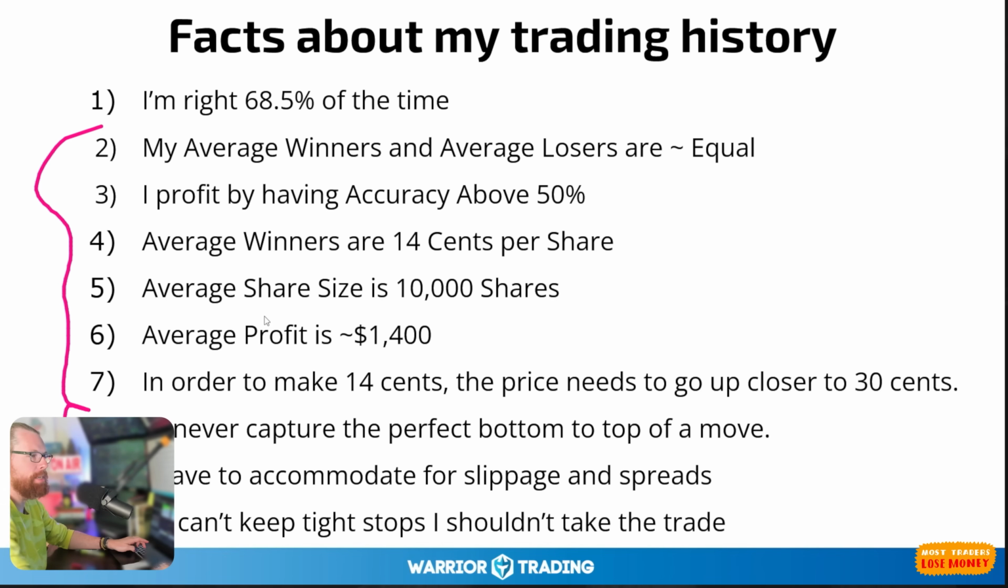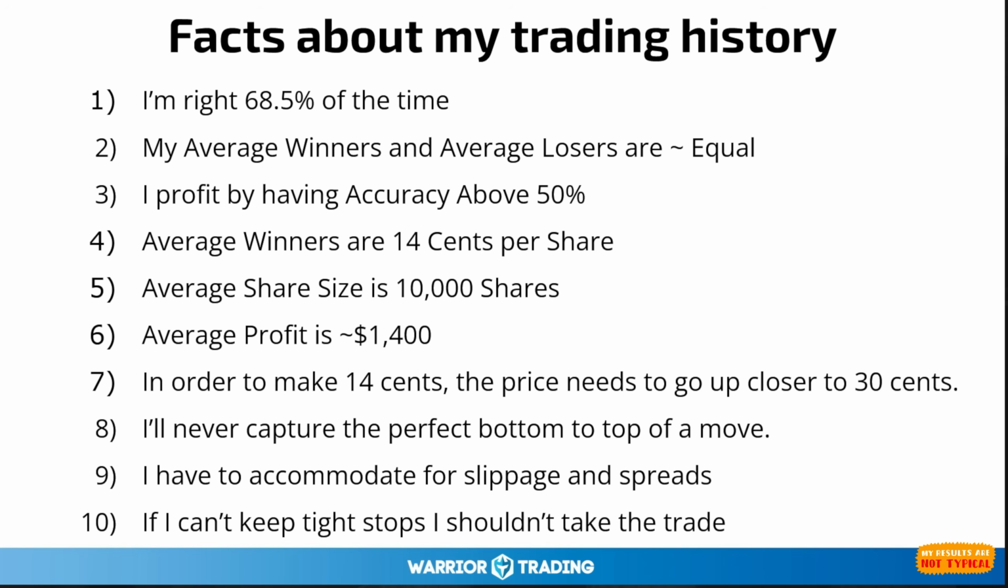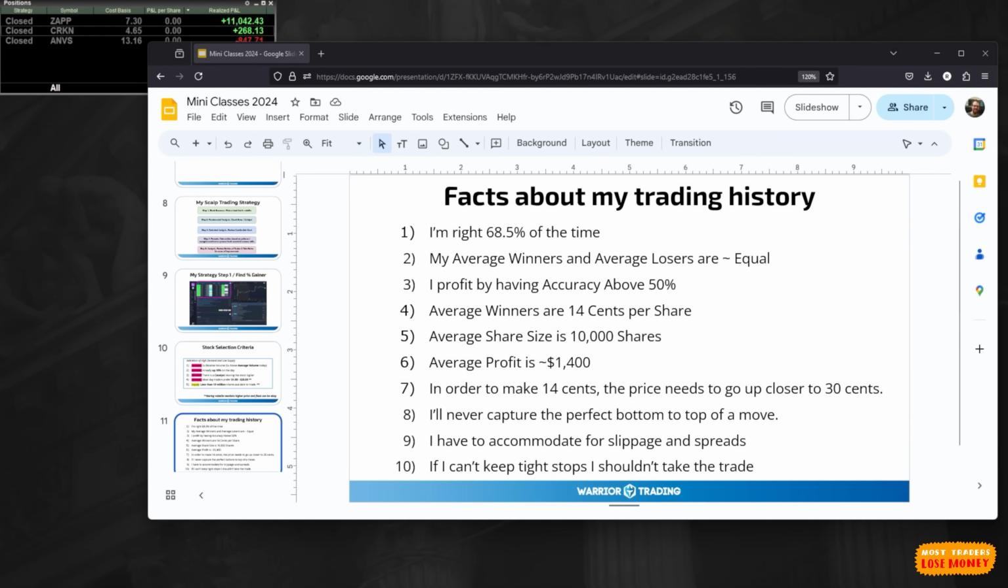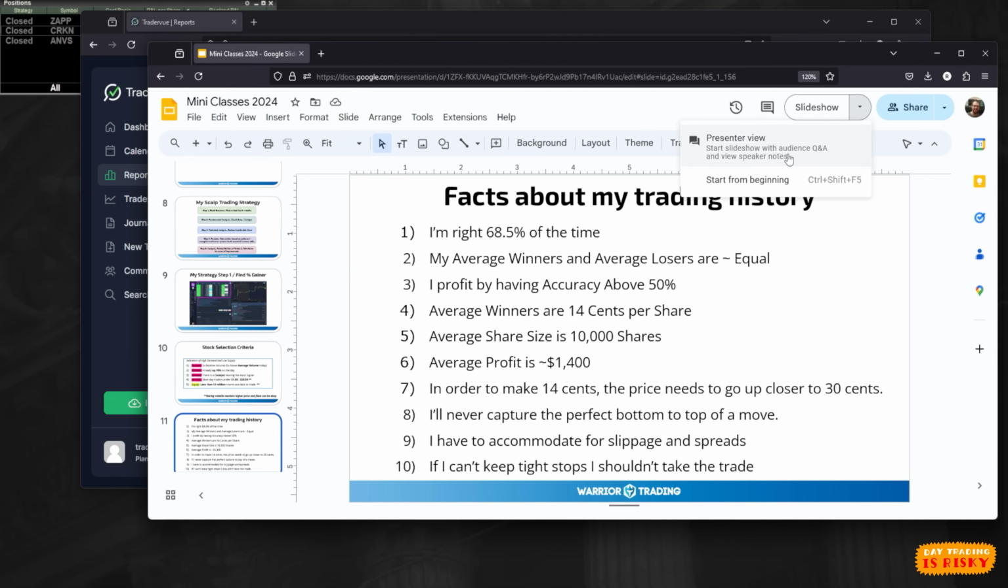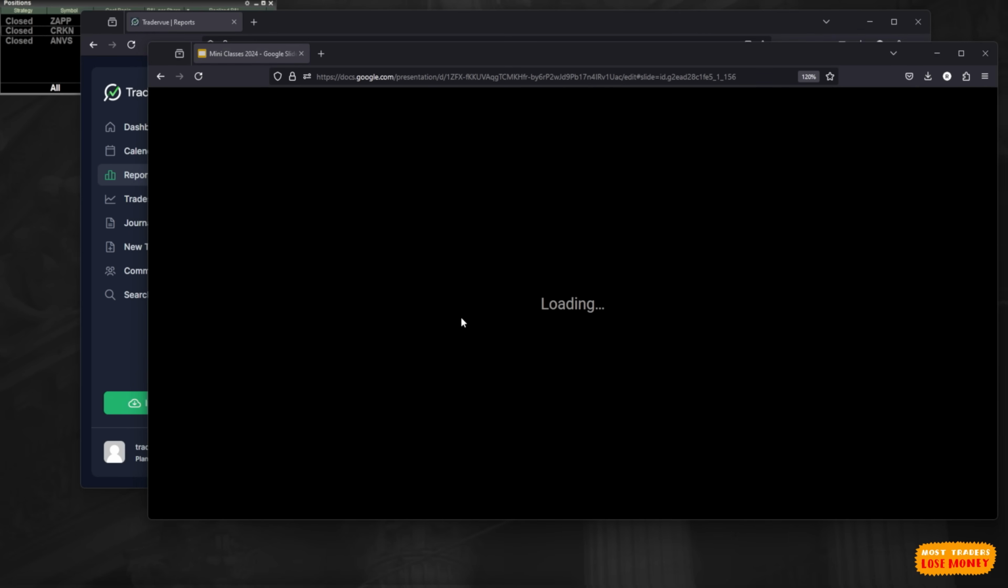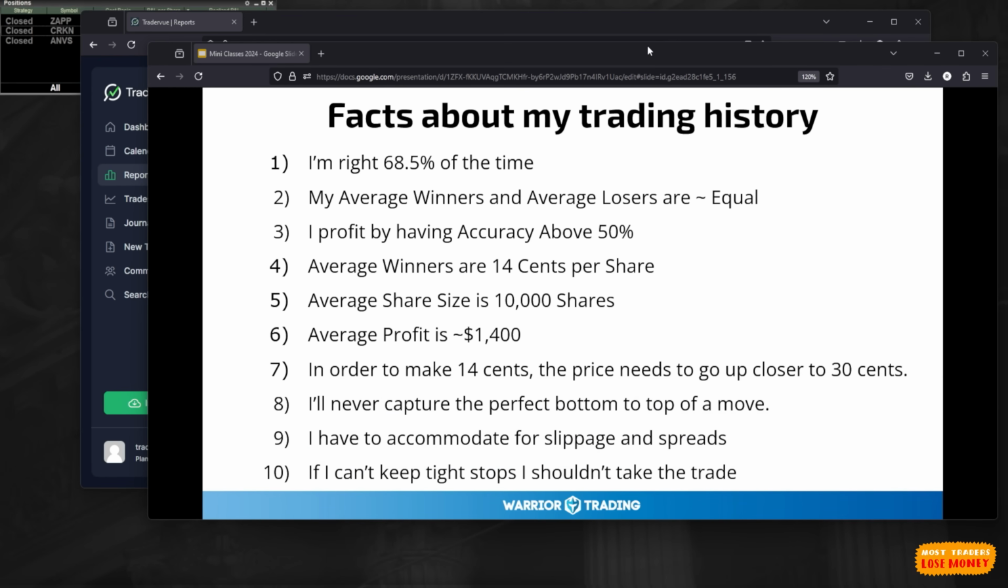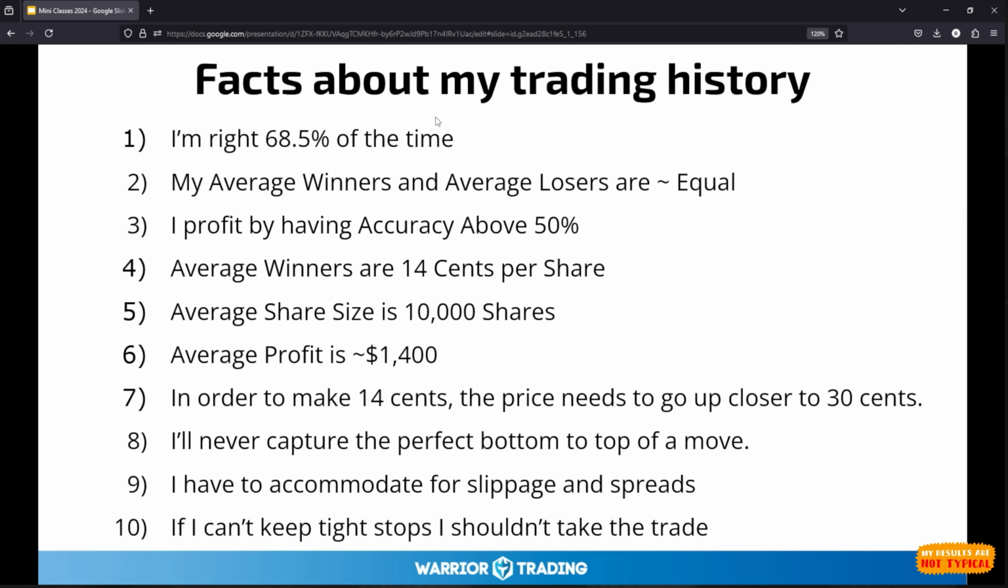Now, if we want to talk about some of the facts of my biggest winning trade, not just my biggest winning trades, but the facts of my trading history in total. A couple of highlights. I'm right about 68.5% of the time. Again, this is not just my opinion. This is backed up by this data right here. 68.5% of the time, that's my accuracy. And this is based on 9 years of trading history. And that's not my entire career. That's just the trading history that I've been able to put into this software here. So my accuracy is 68.5%.